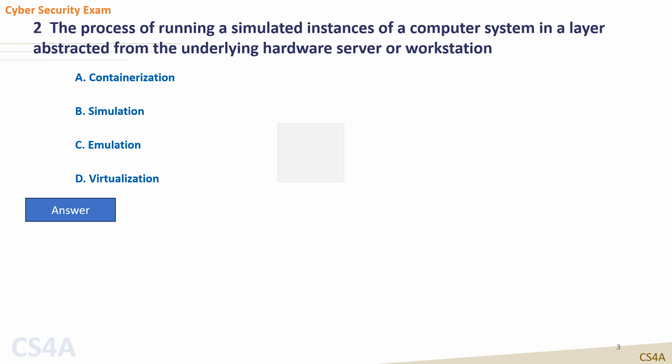Here the second question is, the process of running simulated instances of a computer system in a layered abstraction from the underlying hardware, server or workstation. So which of these: containerization, simulation, emulation, or virtualization? So here the keyword is simulated instance in a layered abstraction. So which one abstracts the physical layer from the processing layer? So the answer is virtualization.